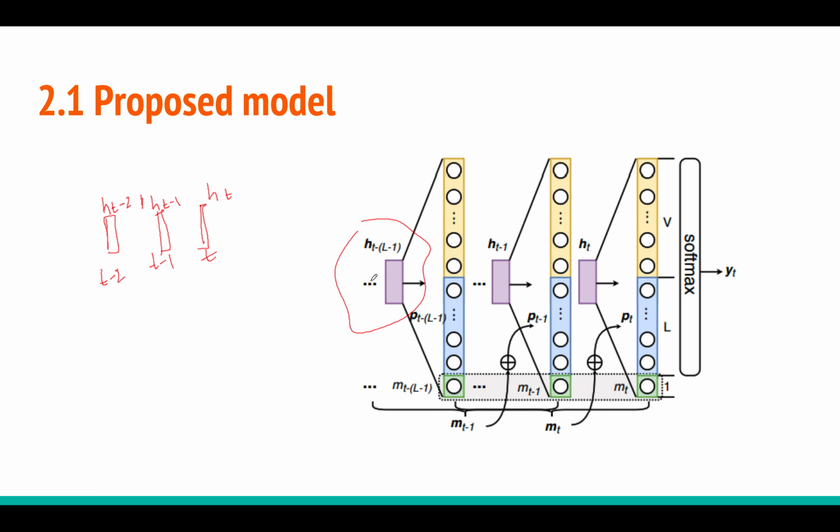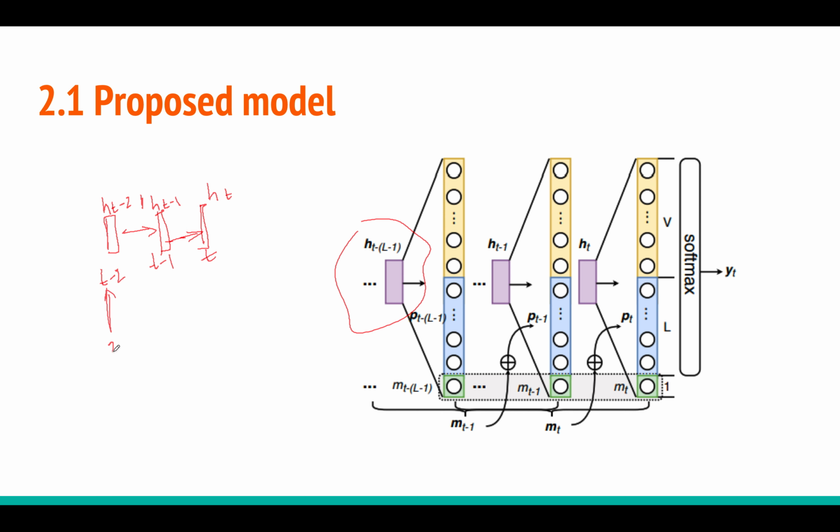So L could be 50 or 100, depending on how many words you want to use as context. Let's say you have HT, which is the hidden state activity at a particular time step T. T could be 1 to, let's say, 1000 if you have 1000 words, and let's say you are at T equals 100. Usually when you have a recurrent neural network, it's going to be like this.